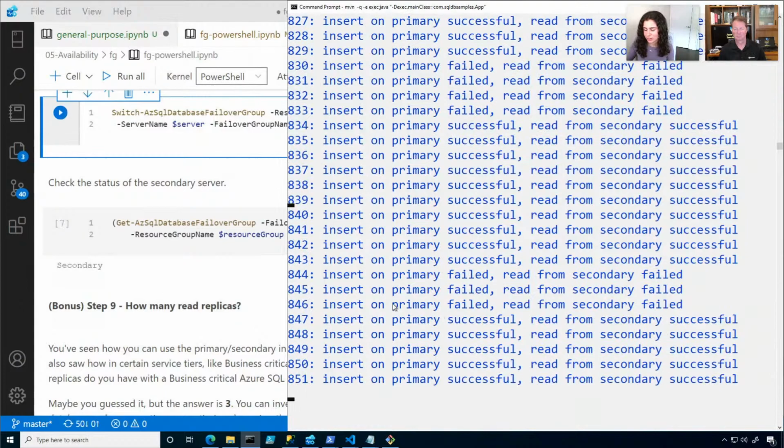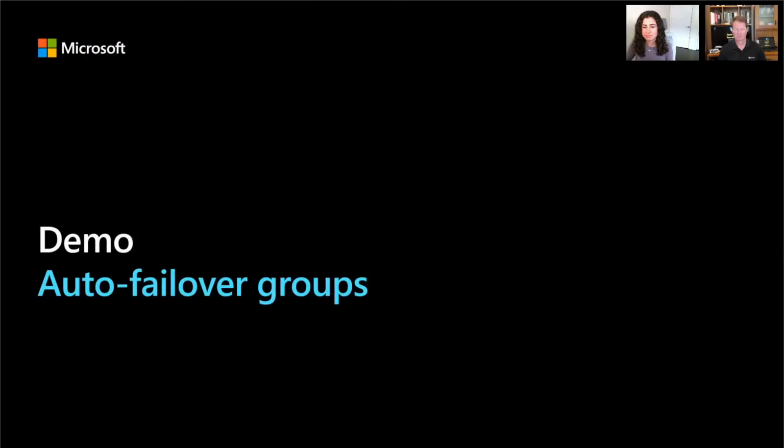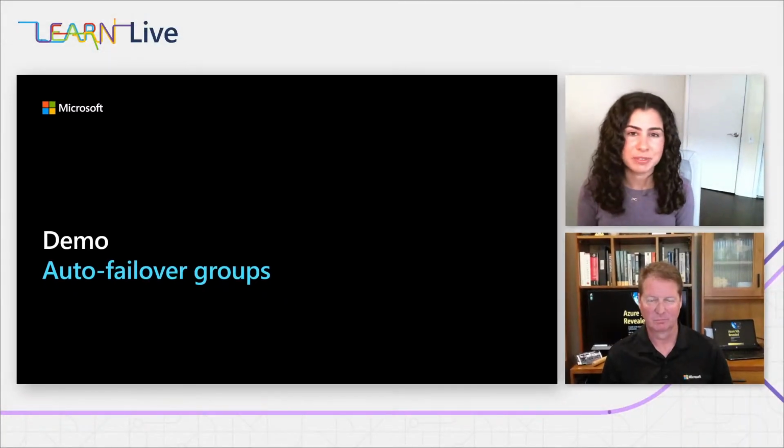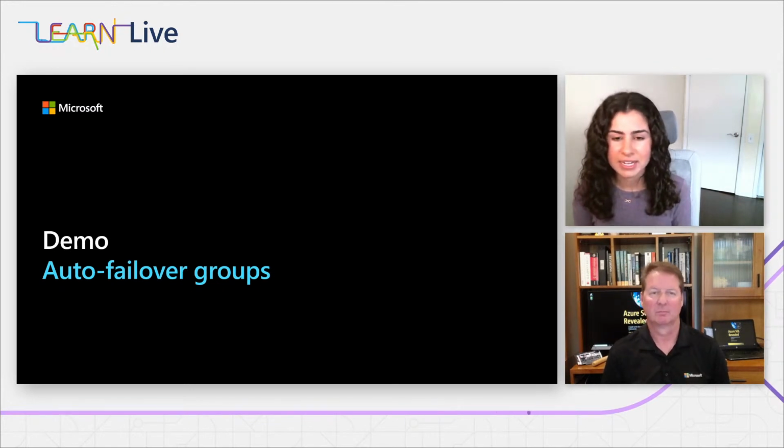And you can see this failover occurred successfully as well. So that's auto failover groups. This is a fun exercise. I definitely recommend checking it out and seeing how it all works. You can even use the Azure portal if you want to see those failovers taking place.